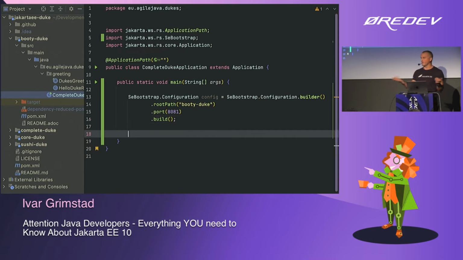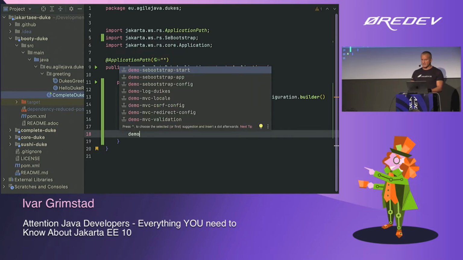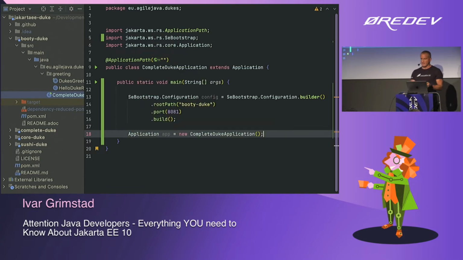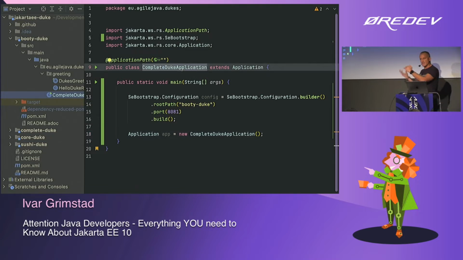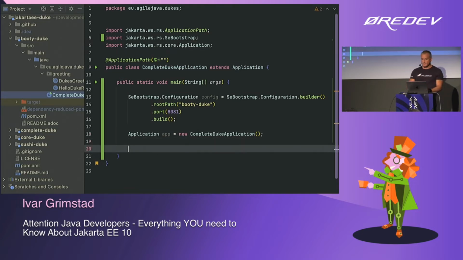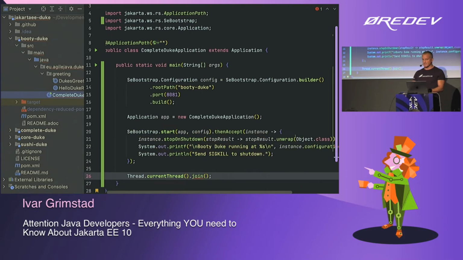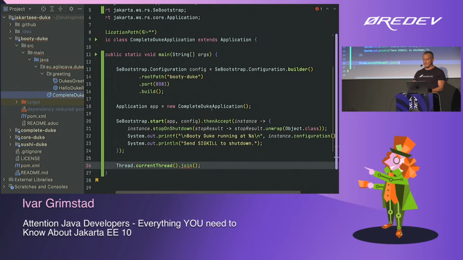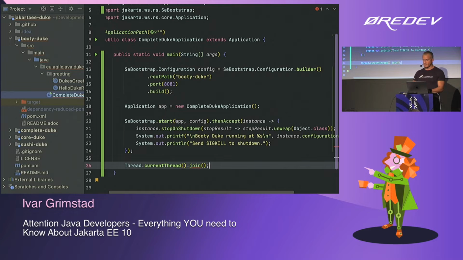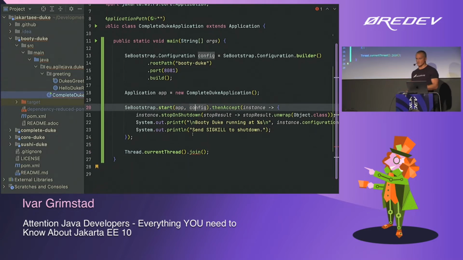And you can configure everything here if you want other stuff. The next thing I need to do is just instantiate the application. Since I'm in the application class that extends the Jakarta REST application, I can just instantiate myself here. And the last thing I have to do is to start the application. In this case, I'm calling the static method start on SE Bootstrap, passing in the app and the config, and then just wait until somebody presses Control-C.